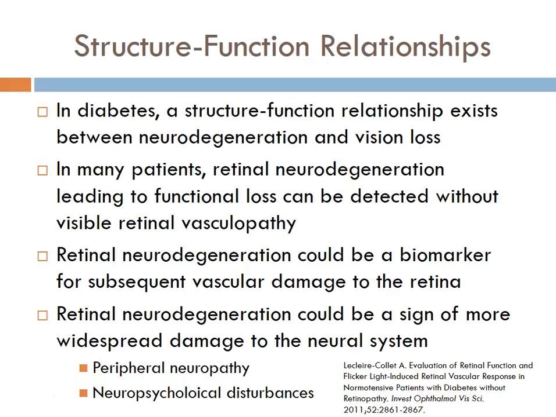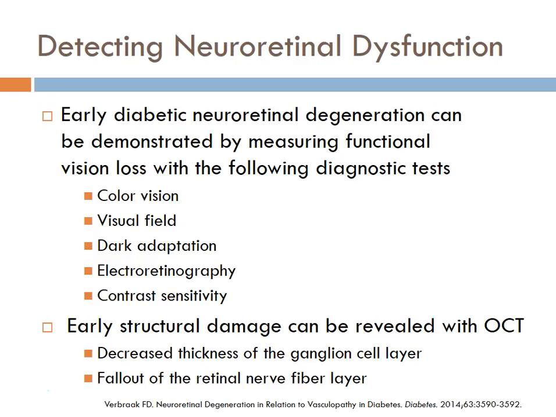And last but not least, if you've got this neurodegeneration going on in the retina, clearly it could be going on in other parts of the body, other parts of the neural system. And again, you get that peripheral neuropathy and these neuropsychological disturbances. So people get kind of crazy sometimes because their brain's getting damaged. The blood flow to the brain is getting damaged. So there's all kinds of stuff going on with the structure-function relationships. You've got to review that as we go forward.